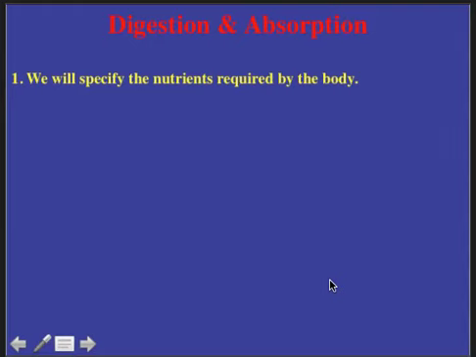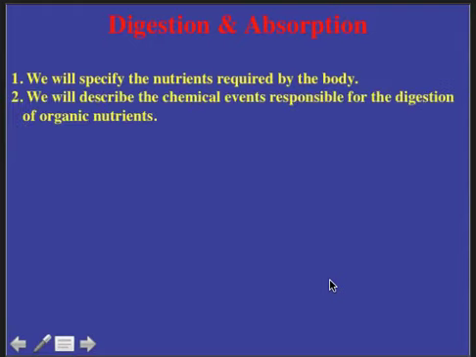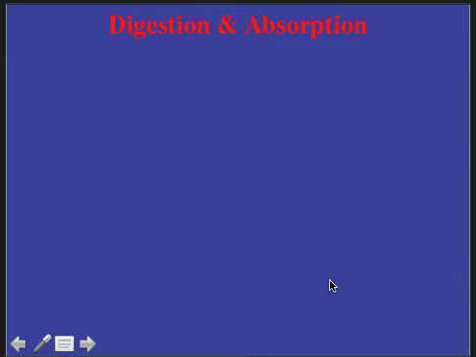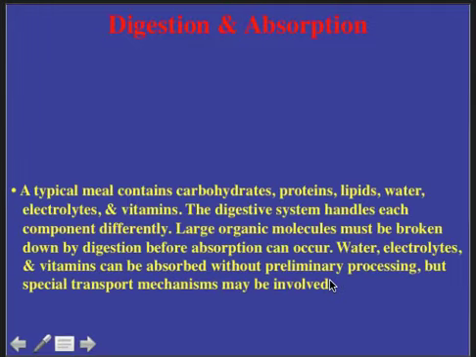We'll specify the nutrients that are required by the body, and we'll describe the chemical events responsible for digestion of organic nutrients. And we'll also describe the mechanisms involved in the absorption of organic and inorganic nutrients. So what we're going to get into here now is some chemistry. A typical meal contains carbs, proteins, lipids, water, electrolytes, and vitamins. The GI handles each component in a different chemical fashion. Large organic molecules have to be broken down by digestion before we can absorb them. Water, electrolytes, and vitamins can be absorbed without processing, but special transport mechanisms may be involved.